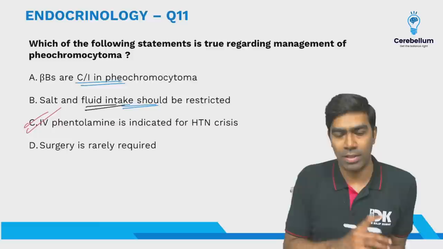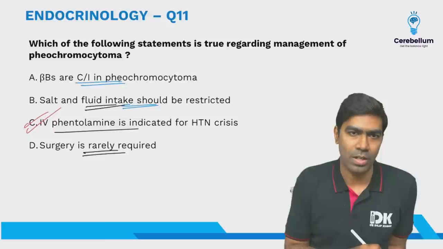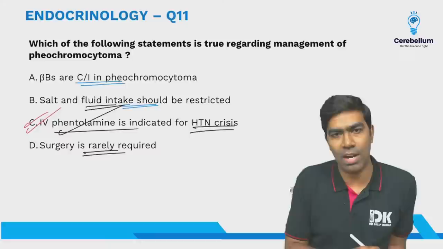Even in metastatic disease, you have to debulk the tumor first. IV phentolamine is indicated for hypertensive crisis, which is correct because it's an alpha blocker. For a hypertensive crisis that occurs, it's not just phenoxybenzamine, any non-selective alpha blocker can be used. So the right answer for this question is option C. They're asking which is true.